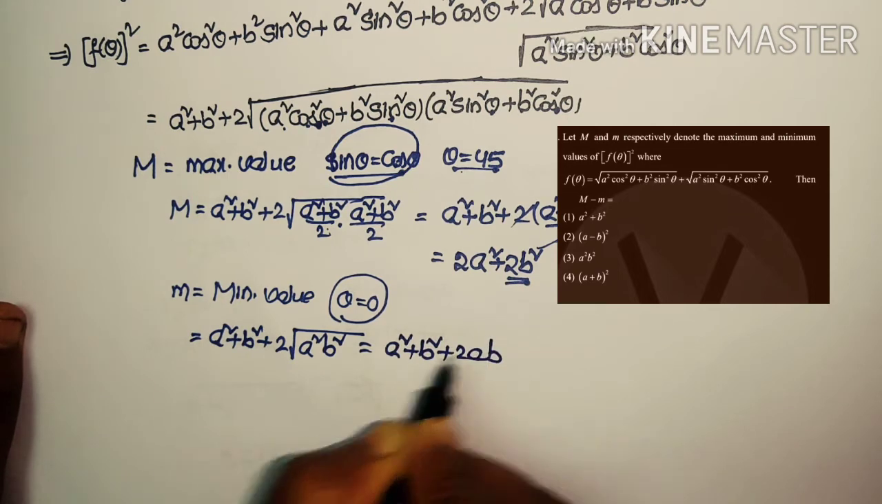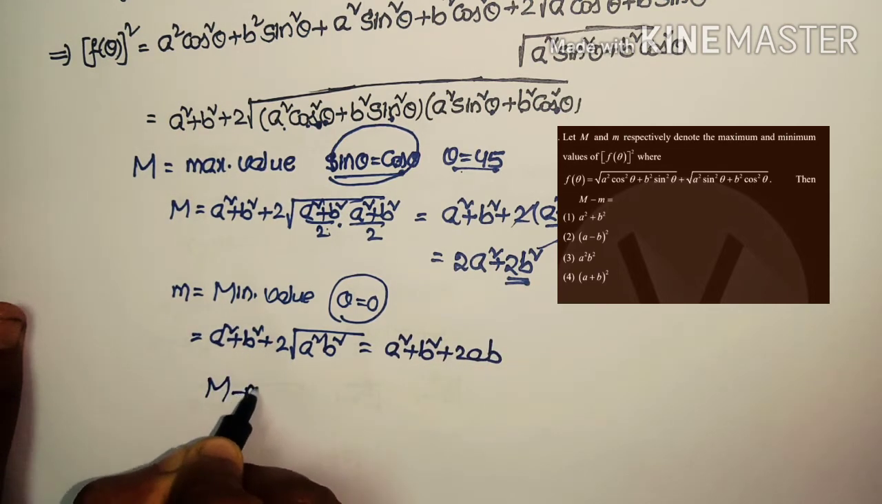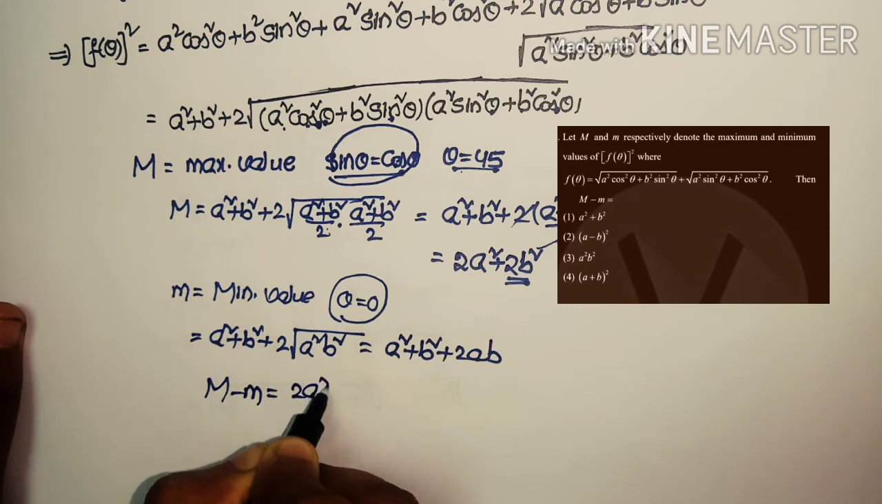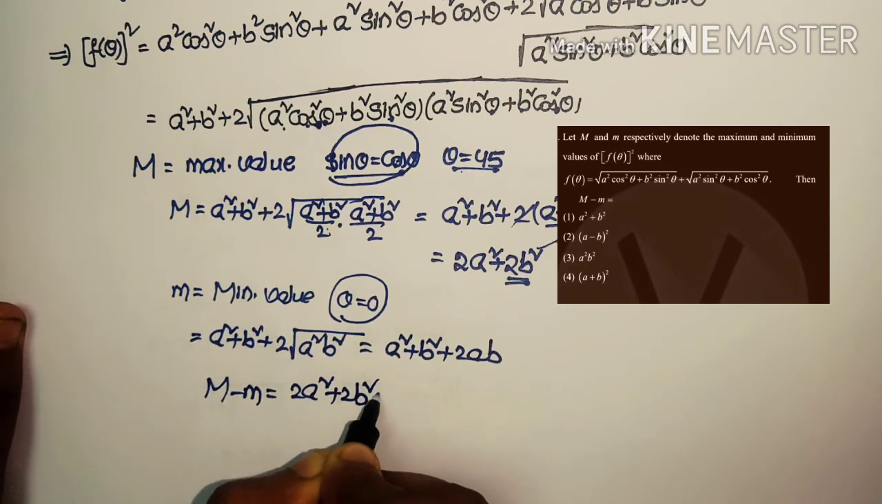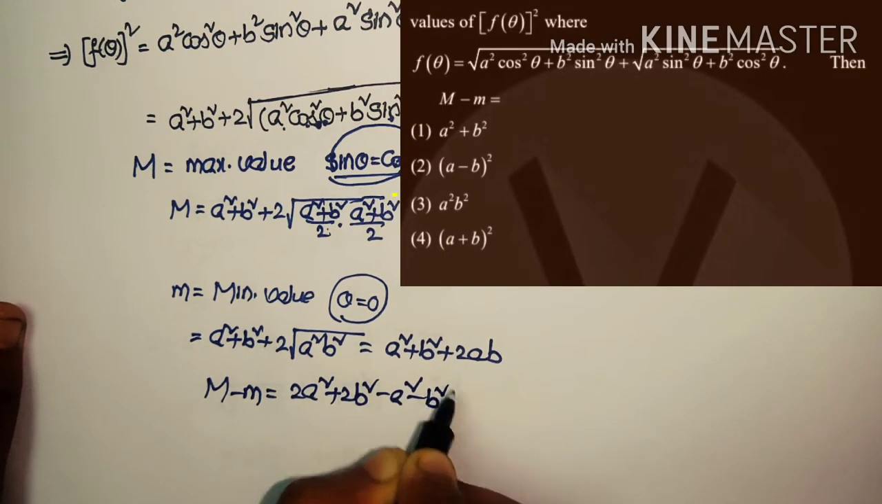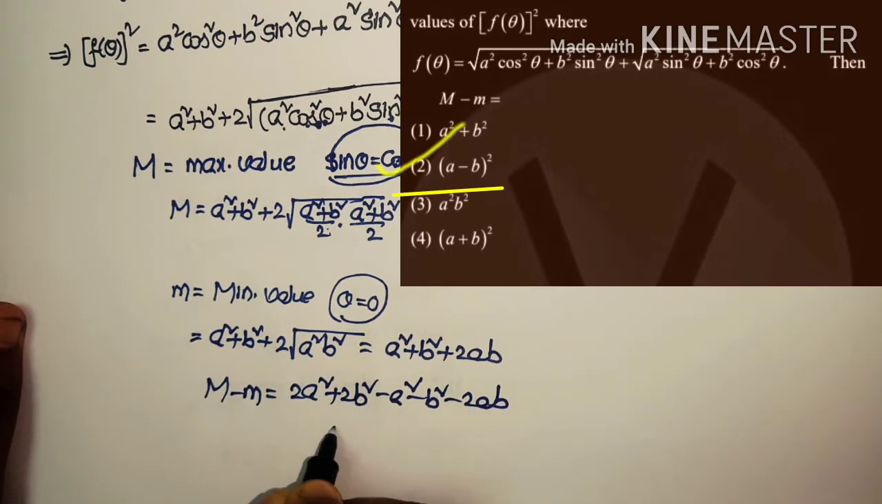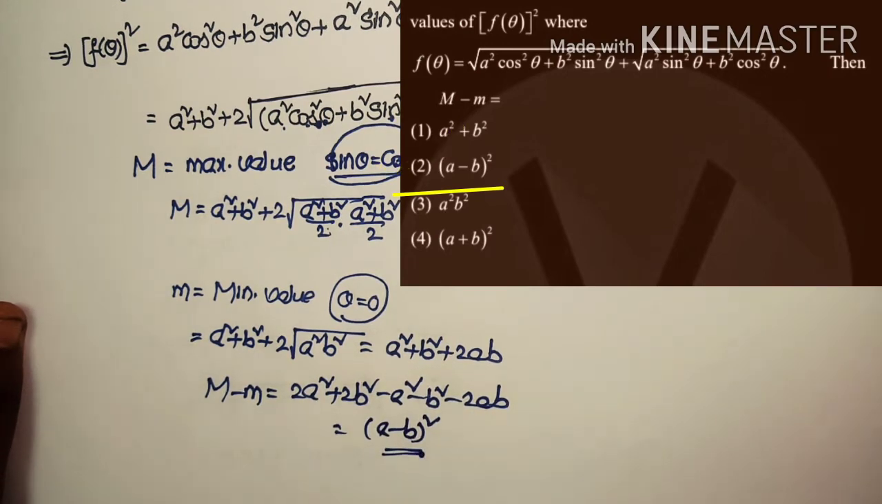Now we want the value of capital M minus small m. So capital M minus small m is equal to 2a square plus 2b square minus a square minus b square minus 2ab. That is a square plus b square minus 2ab, which is a minus b whole square. That is the second option.